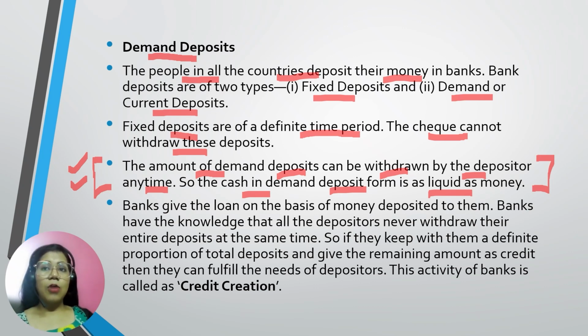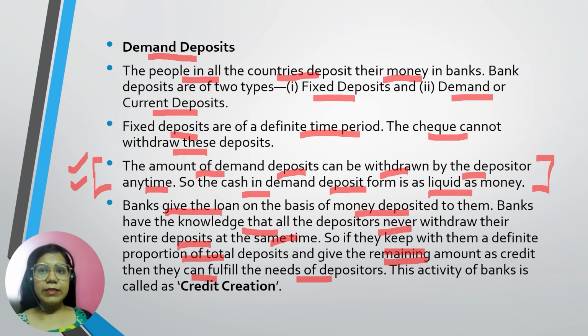but to pay in cash is a legal obligation. See, banks give loans on the basis of money deposited with them. Banks know that all the depositors never withdraw their entire deposits at the same time. So if they keep a definite proportion of total deposits with them and give the remaining amount as credit, they can fulfill the needs of depositors.